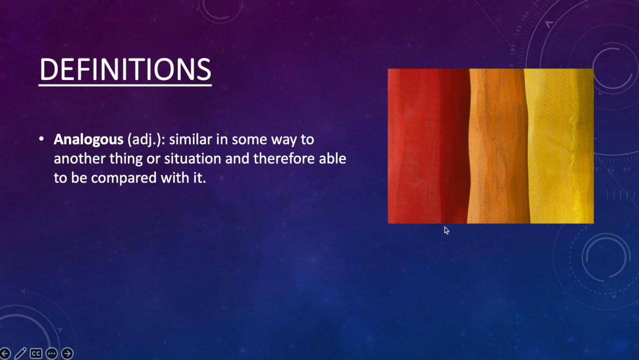Now, I want you all to look at the colors here. Are they similar? Yes, they are. So they can be compared to each other. That means all of these colors are analogous to each other. Some synonyms include similar, alike, and parallel.